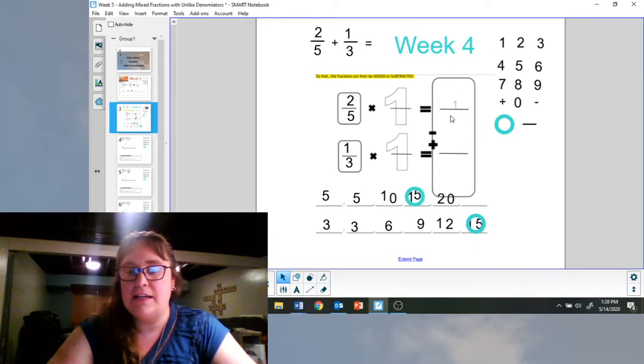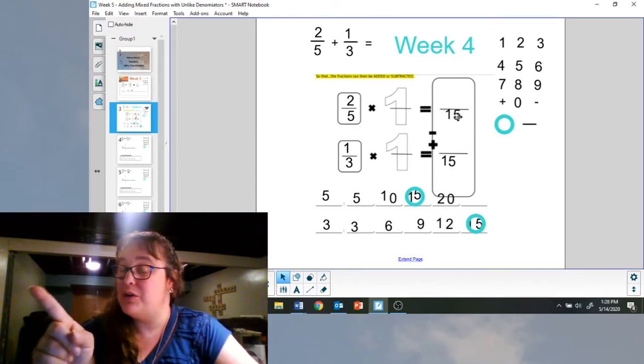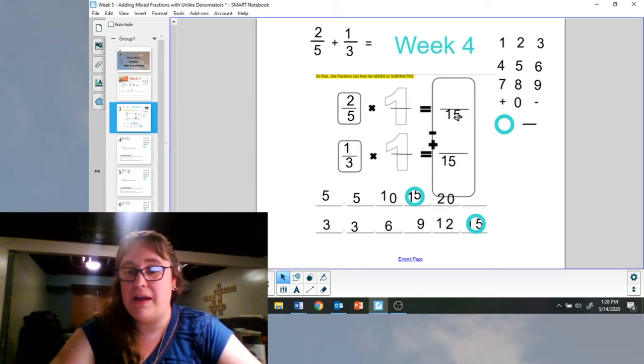So 15 is going to be my new denominator. Sounding familiar again? Hoping so. All right, so I'm asking myself 5 times what gives me 15? You can always use your multiplication chart, right? Or I've got it here, times 1, times 2, times 3. So 3 goes here. 3 times 2 is 6.